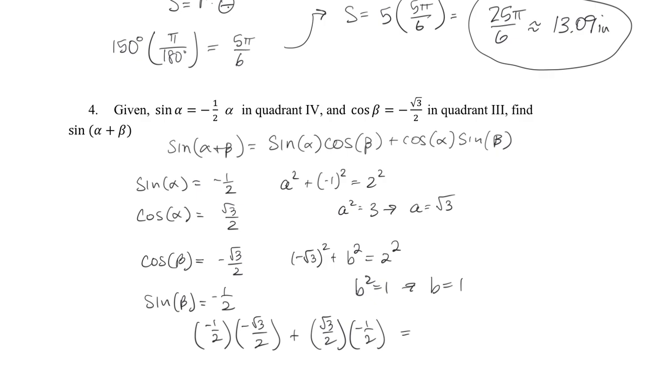So this is the square root of 3 over 4. This is the square root of 3 over 4. So this is going to equal 0. Looks like we're going to have positive root 3 plus negative root 3 all over 4, which is, yep, 0.